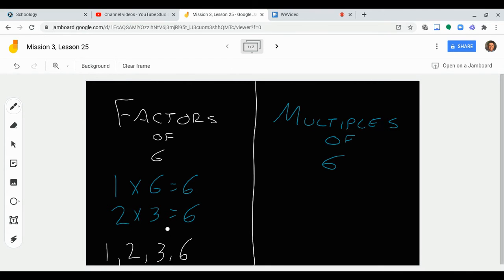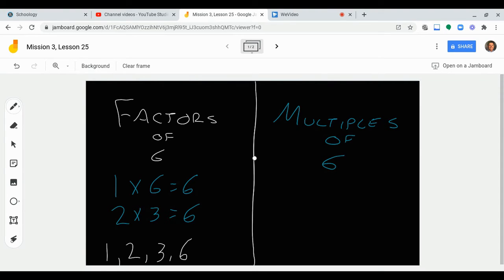So I'm going to ask right now, as a review, is 6 a prime or composite number? Remember, it's a prime number if the only factors of that number are 1 and the number itself. Well, in this case, we see that there's other numbers besides 1 and the number itself. We have 2 and 3. So 6, we know from our previous lesson, is a composite number. Composite.